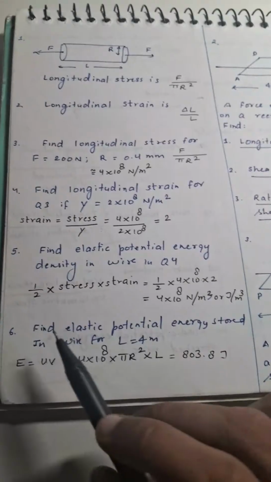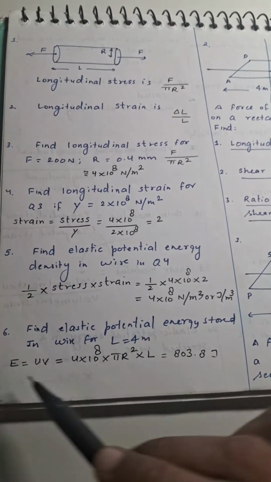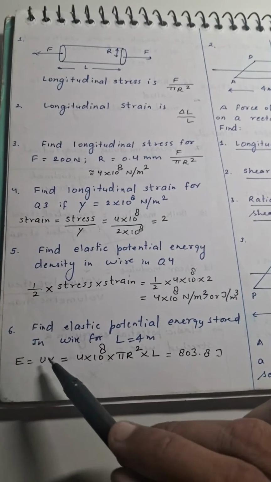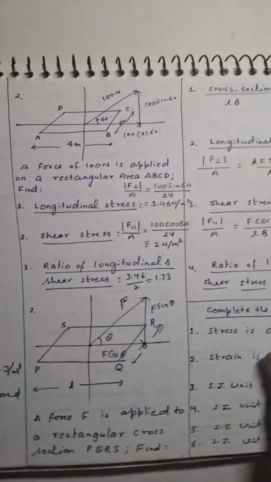joule per meter cube. Then is find elastic potential energy stored in wire for length is 4 meter. So elastic potential energy will be density into volume. So after calculations, it comes out to be 803.8 joule.